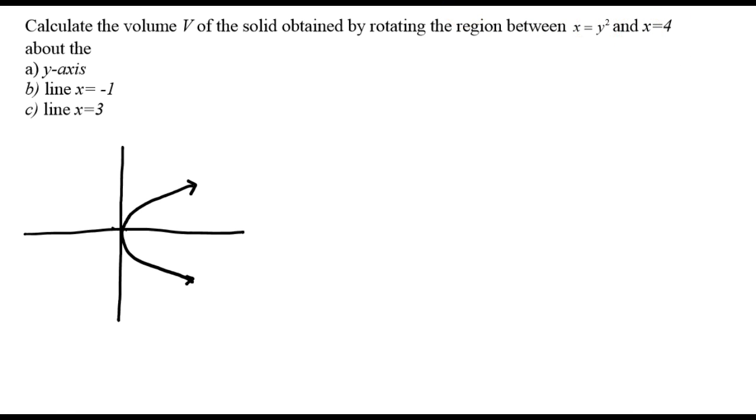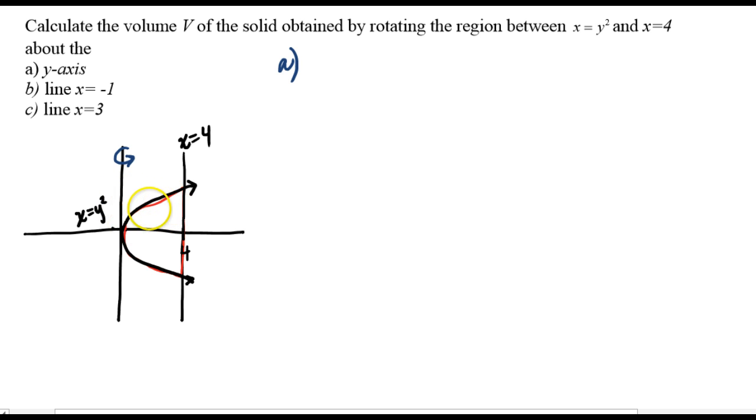And then the line x equals 4, well, that is a vertical line at the x value 4. So I'm going to go ahead and draw my vertical line at x equals 4. And then this parabola here is x equals y squared. So the region that I am interested in is this one here. So this is the region of intersection between these two functions. Now part A says rotate that region about the y-axis. So for part A, my axis of rotation is going to be the y-axis, this one here.